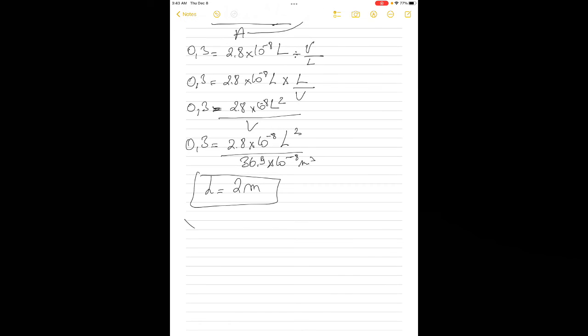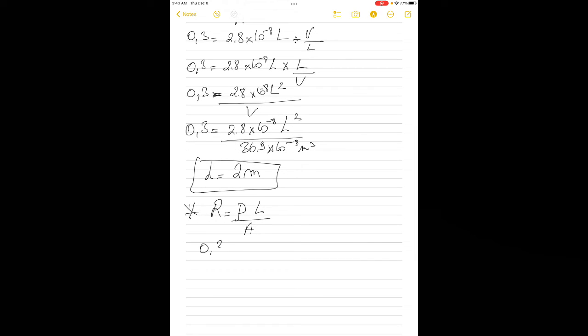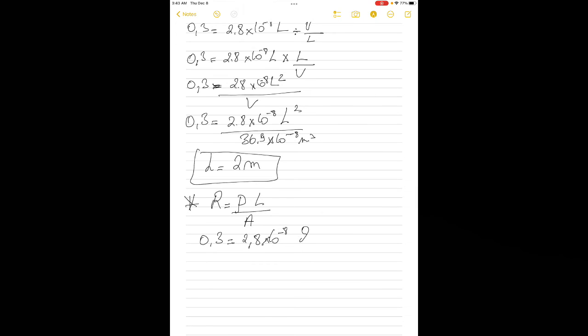Okay, and then we can come back and find the area. So resistance equals resistivity times the length divided by the area. 0.3 is equal to the resistivity, 2.8 multiplied by 10 to the minus 8, multiplied by the length, 2 meters, divided by the area, that's pi r squared. So we can multiply 2.8 times 10 to the minus 8 by 2, which equals 5.6 times 10 to the minus 8, divided by 0.3. Then we divide by 3.14.